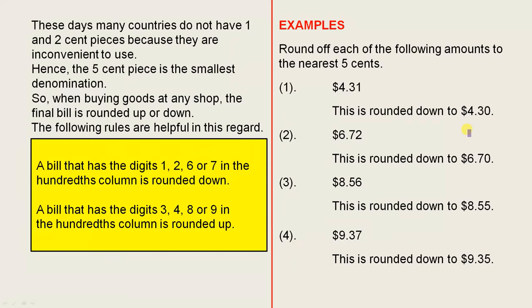Number 2, $6.72. This is rounded down to $6.70 because if you have a 2, you round down. $8.56. This is rounded down to $8.55 because if you have a 6, you round down. And $9.37. This is rounded down to $9.35 because if you have a 7, you round down. Now let's see some examples where you round up.